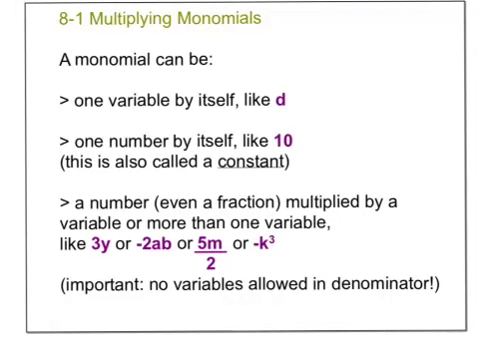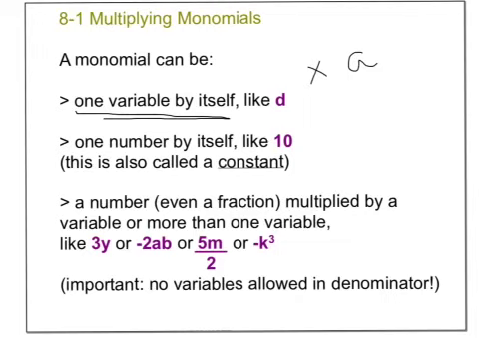Alright, multiplying monomials. This is a new section we're going to be working on. One of the first things that we're going to talk about is what a monomial is. A monomial could be just one variable by itself. So in the first box of your chart, make sure that you write this down. So you could have the letter D, X, it could be the letter A, whatever that might be.